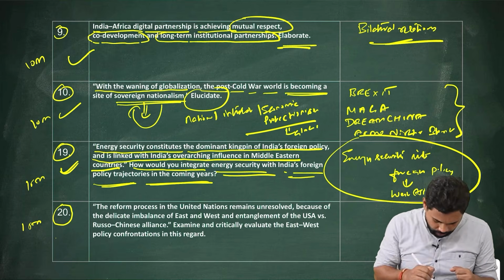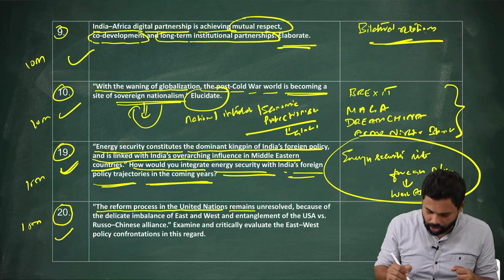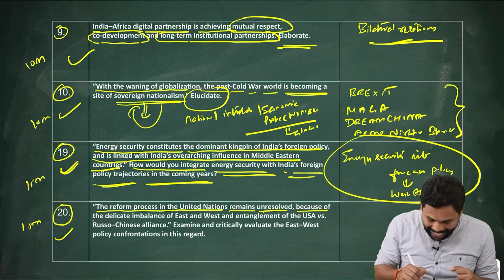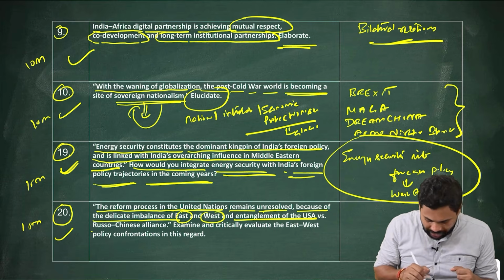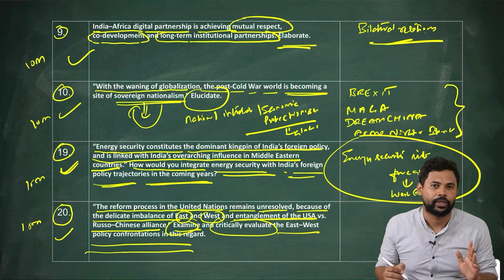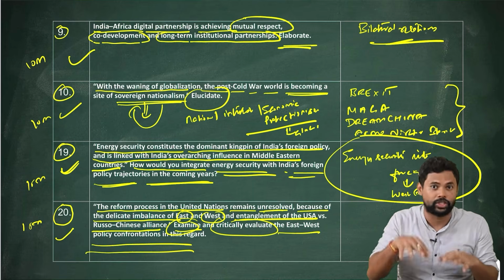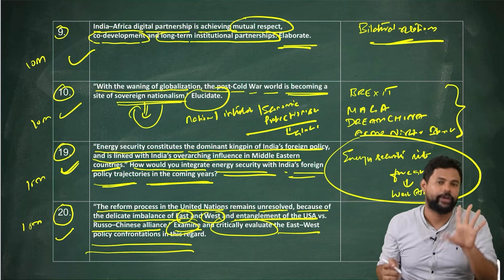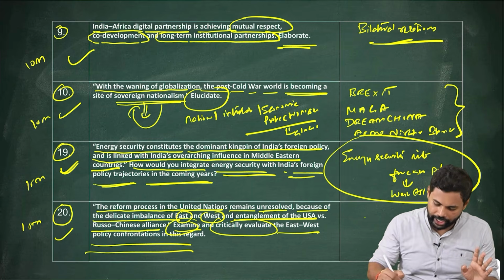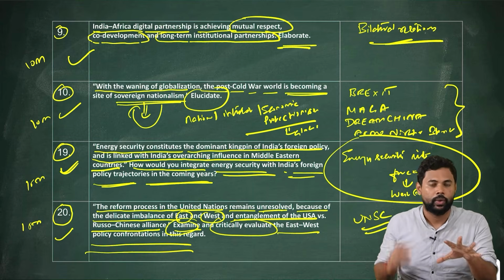That is the 20th question. The question is: the reform process in the United Nations remains unresolved because of the delicate imbalance of East and West and entanglement of the USA-Russo-Chinese alliance. Examine and critically evaluate the East-West policy confrontation in this regard. Basically, if there is a reform in the United Nations that is still unresolved because of the East-West imbalance, they are talking about UNSC reforms. Why has UNSC reform reached a stalemate? What are the reasons? What can be done?